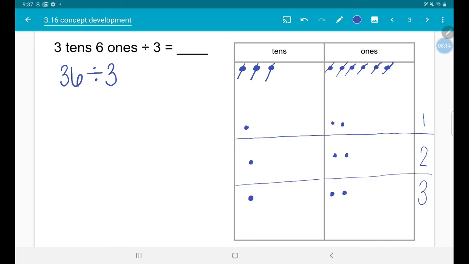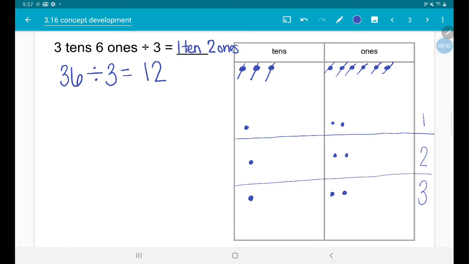How many 10s do I have in each group? 1. 1 10, and how many 1s? 2. Very good. So my answer is 1 10, 2 1s, and that is what number, Amy? 12. Okay, so let's record that using long division.